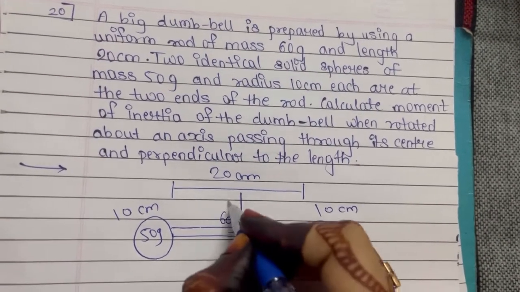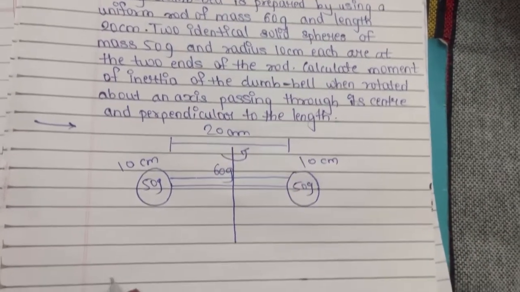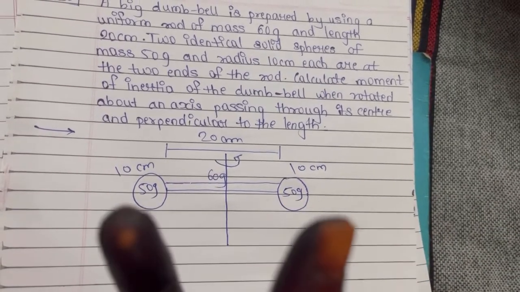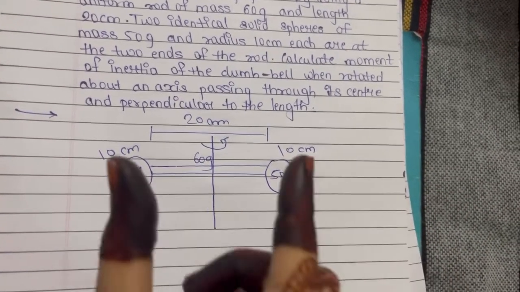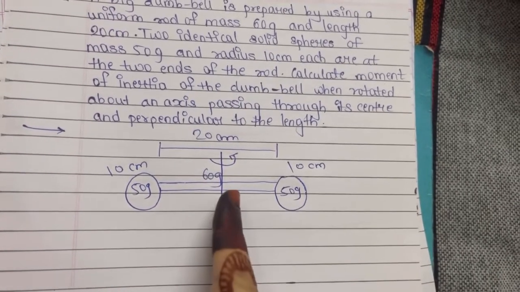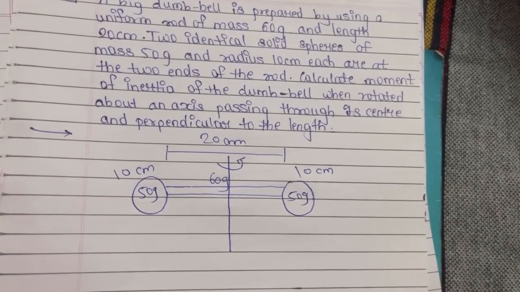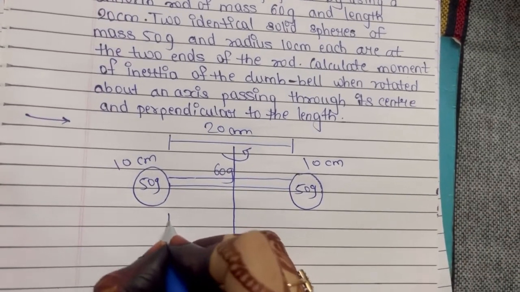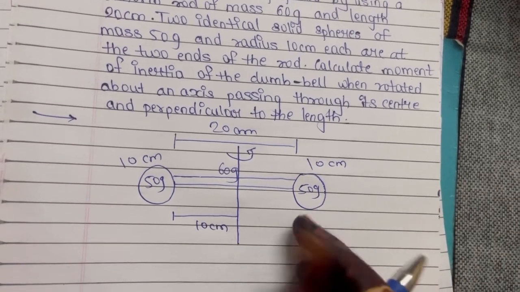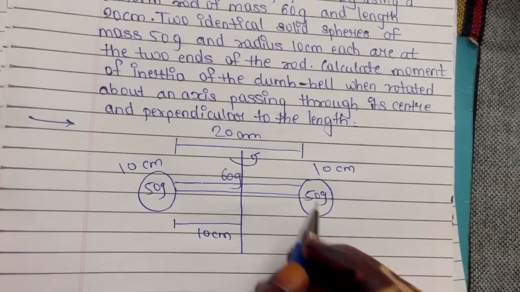This is the axis of rotation of the system. So your dumbbell is rotating in this format. This is how your dumbbell is rotating about an axis which is perpendicular to this rod and passing through the center of the rod. If it is passing through the center of the rod, this is 10 centimeter and this side is 10 centimeter because the whole length of the rod is 20 centimeter.